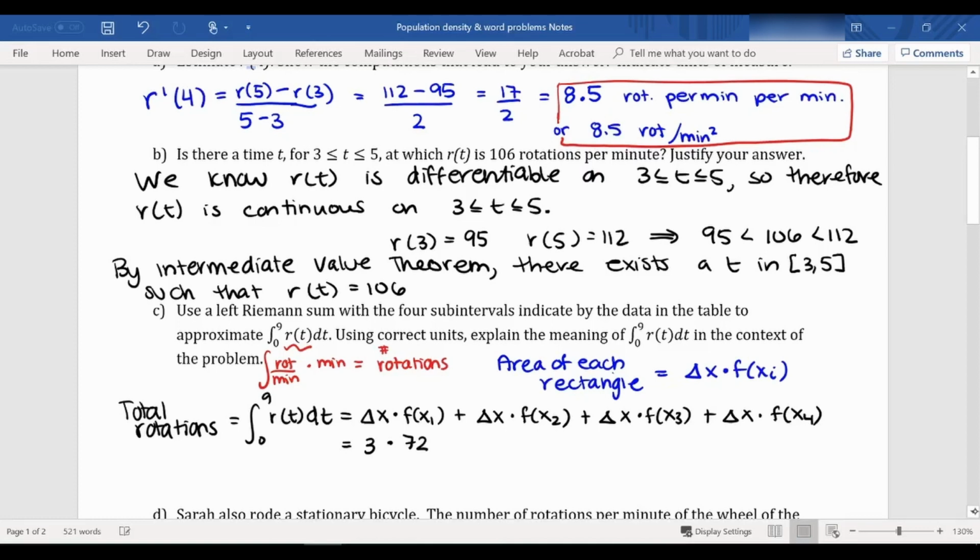F of x1 or f of t1 would be f of 0 or r of 0, which is 72. Our delta x for our second rectangle was from 3 to 5, so our delta x is 2. And our f of x2 would be f of 3, which is 95. Our third rectangle goes from 5 to 6, so our delta x is 1, f of 5 is 112, and our last rectangle goes from 6 to 9, our delta x is 3, and f of 6 is 77. And in total, this is going to give us 749, and our units is rotations.